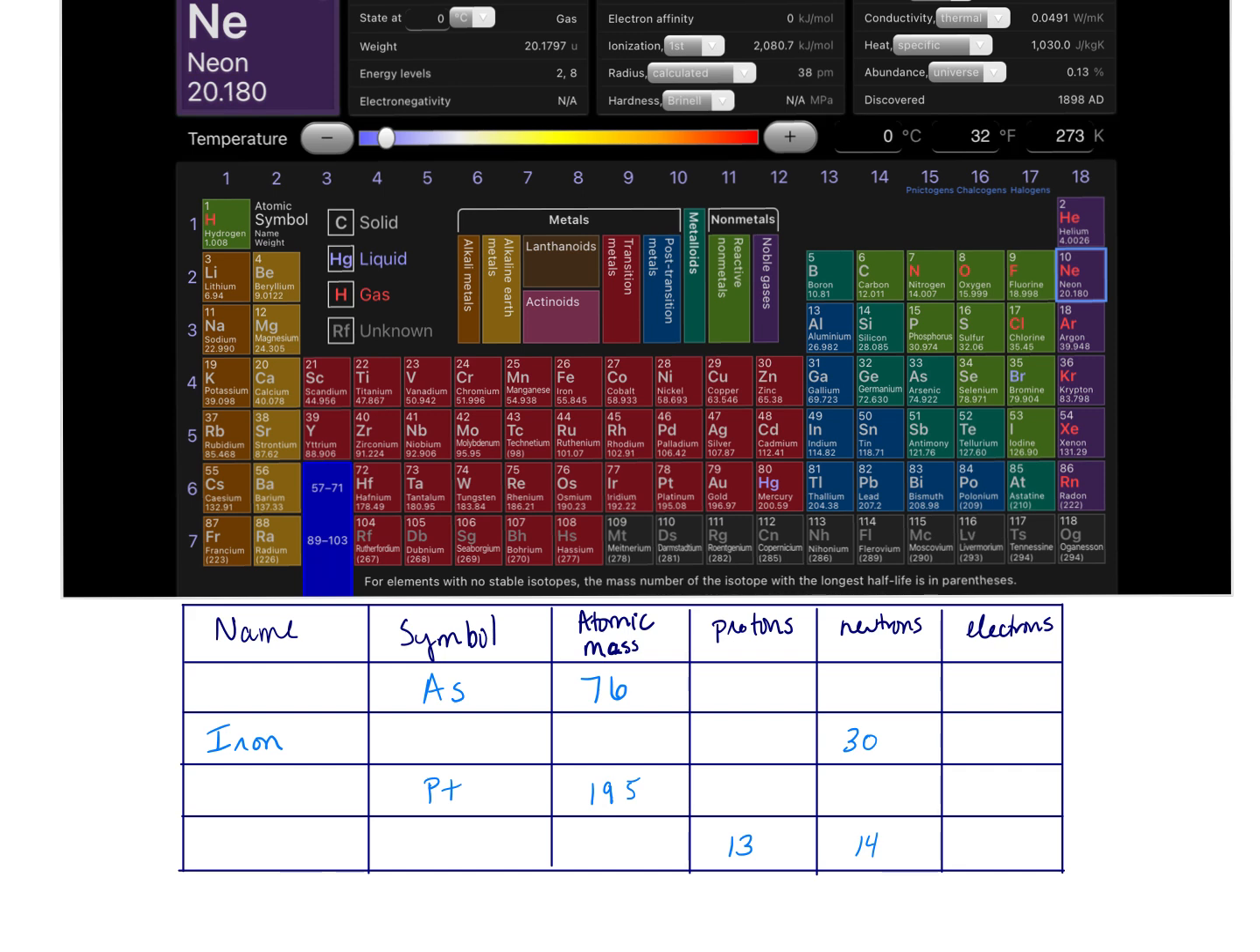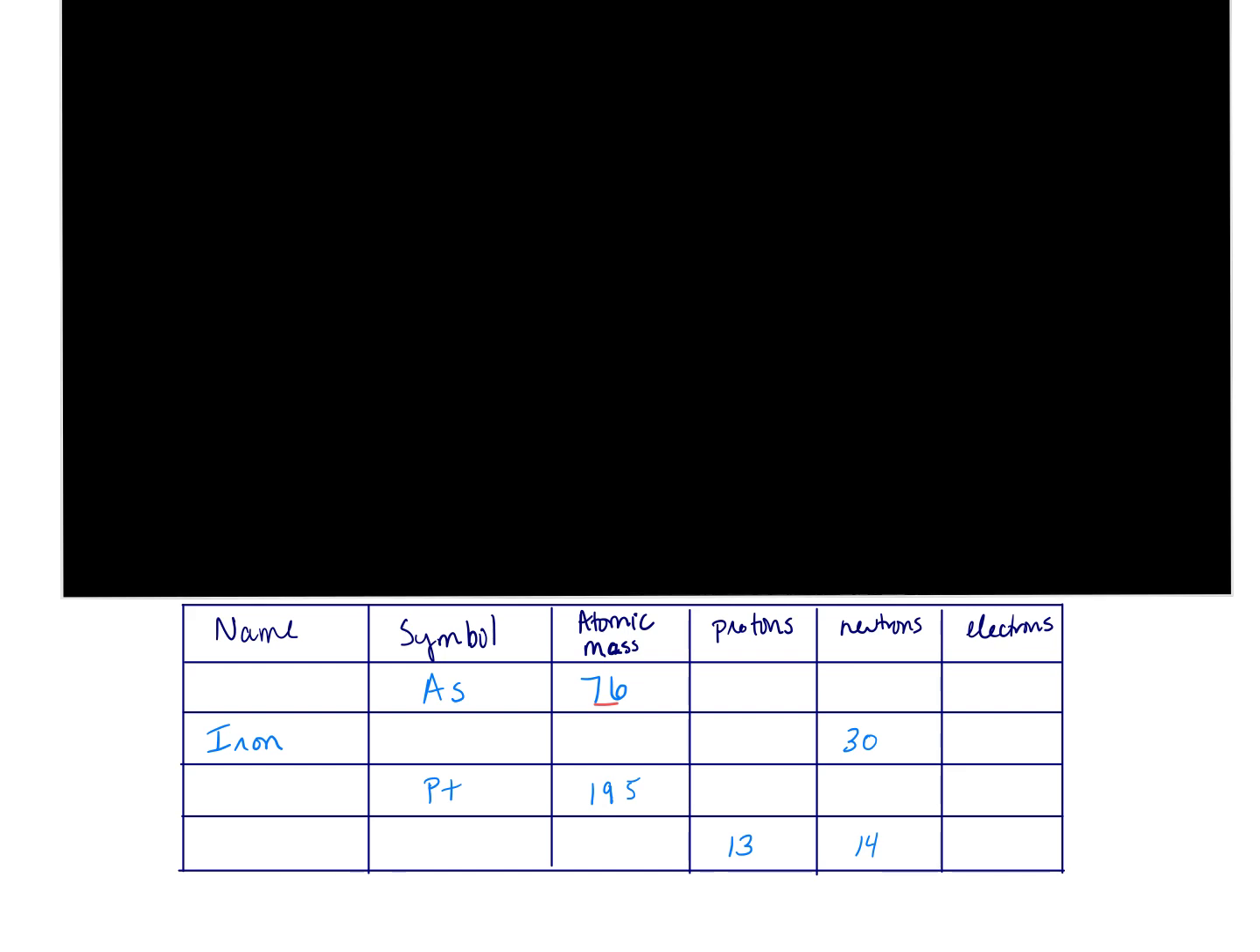So if we look at this, we're looking for an atomic mass of 76. Well, and in addition, generally speaking, the atomic mass will also increase about the same way. So if I'm looking for something with a symbol of As, then I come over here and I say, okay, well, there's As. That is arsenic. So that's what the name is, arsenic. You may have heard of that.